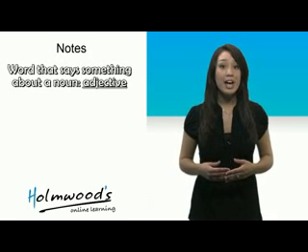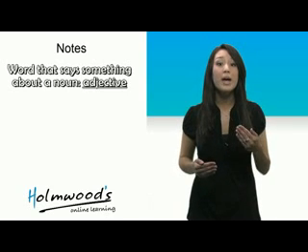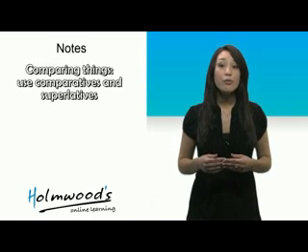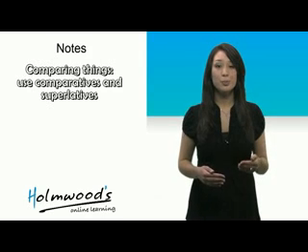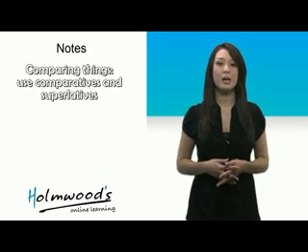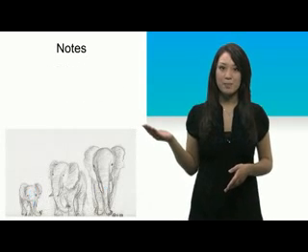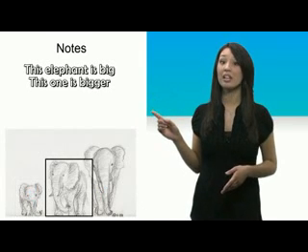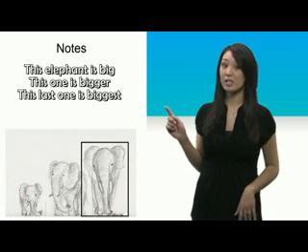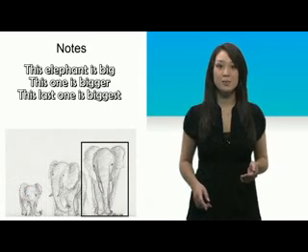Adjectives are also very helpful when you want to compare people, animals, or things. When you are comparing things, you use a form of adjectives called comparatives and superlatives. For example, let's compare the size of these elephants. This elephant is big, but this one is bigger, and this last one is biggest.